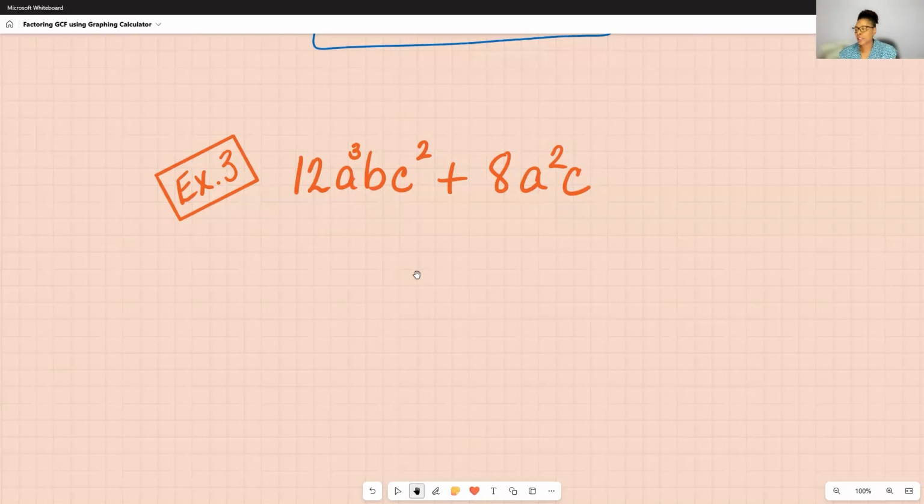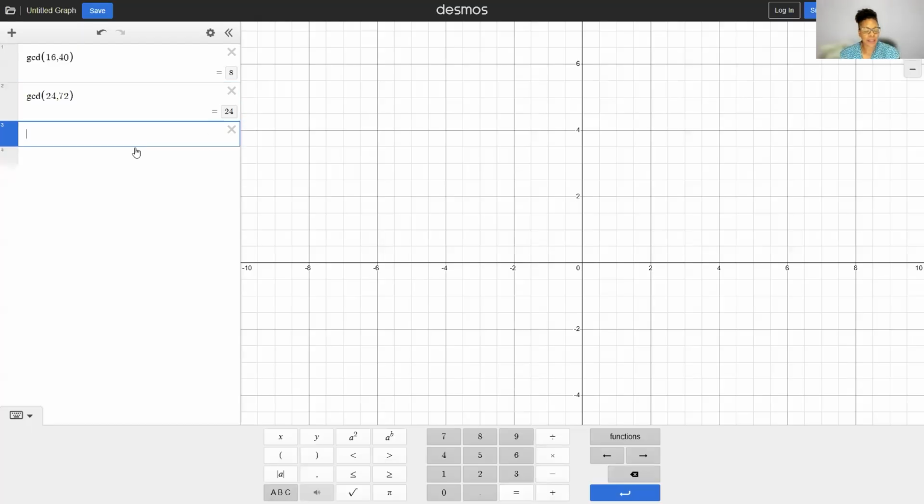We're going to go also to Desmos and try it again. So you just type in the same thing, GCD, or go to your functions and locate it there. Put your parentheses, 12, comma, 8. And again, we see that it's 4.